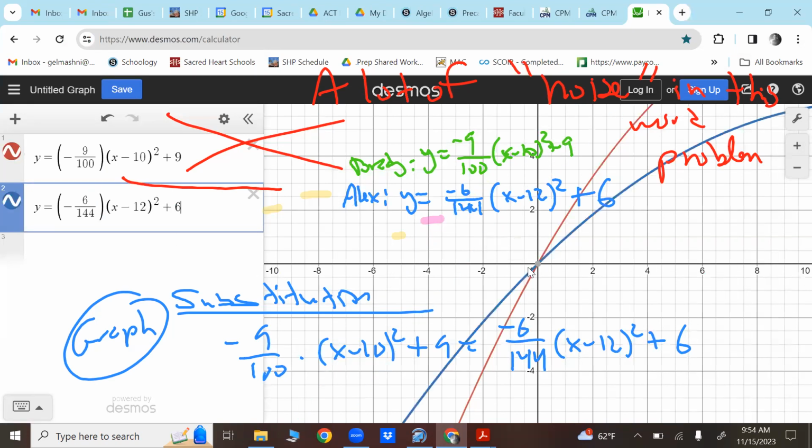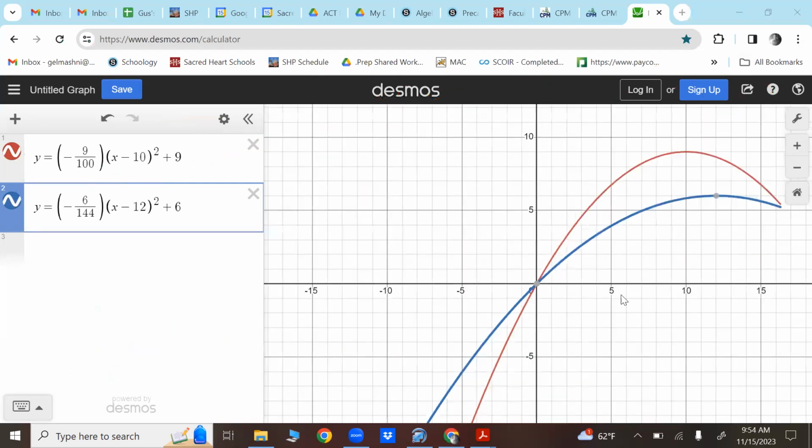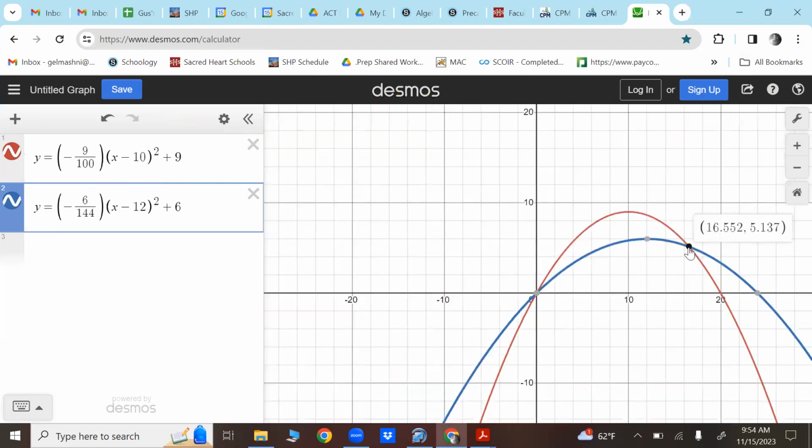Okay, clearly they intersect at the origin. That's duh, right? But they have to intersect elsewhere too. Let me clear the screen because I don't need all that stuff there. So you just zoom out, and guess what? That's where they intersect. So they intersect about 16.55 feet away from where they threw the food items, and the guy is 5.137 feet tall. So there we go. That's his height. So he's 5 feet tall and some change.